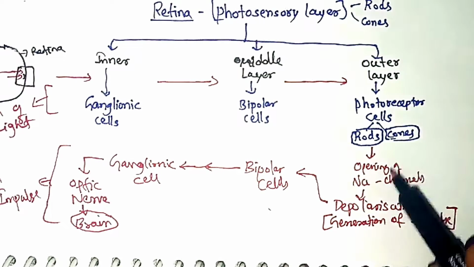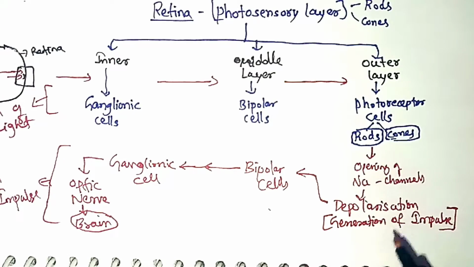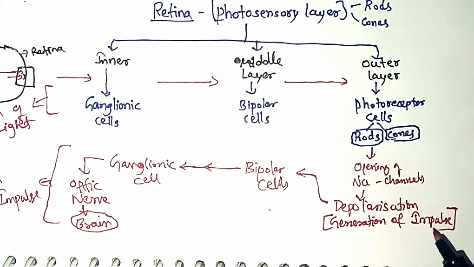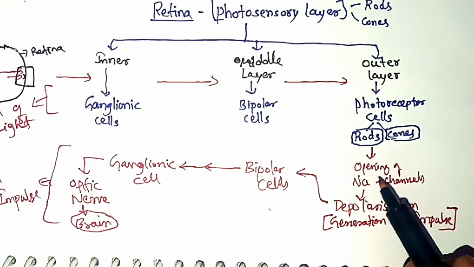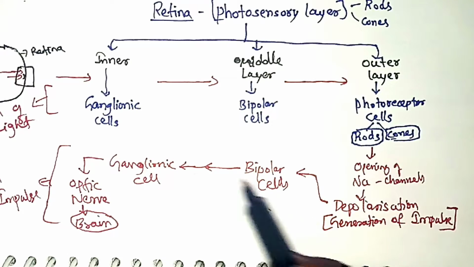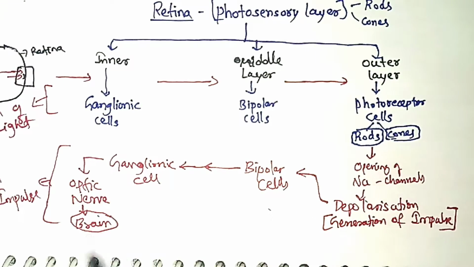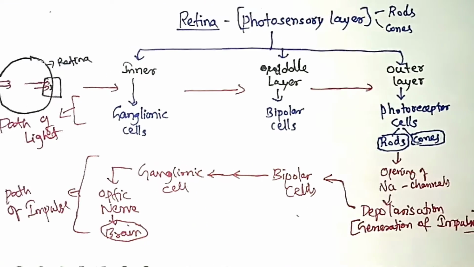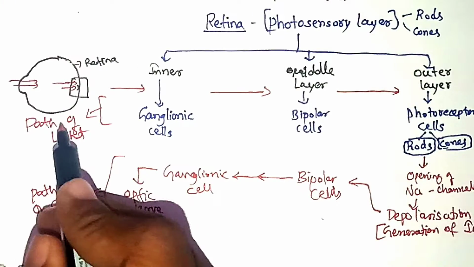Then they will open the sodium channels, and depolarization takes place, which means a change of charge. Generation of impulse, meaning signals, takes place by this opening of sodium channels. Then the signals travel from bipolar cells to ganglionic cells to the optic nerve, to the brain. This is the path of impulse, and this is the path of light.